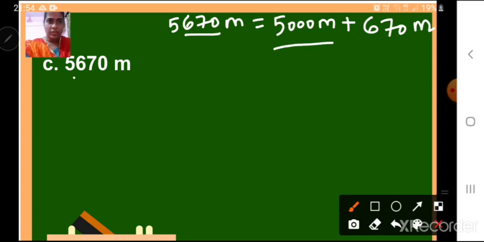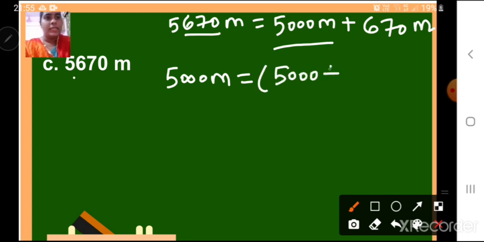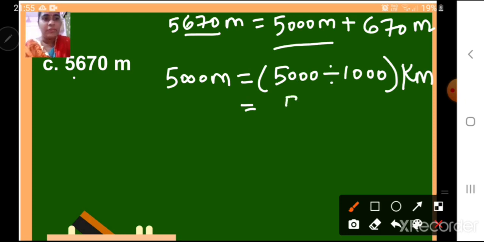Now after that, take the number which is in thousand. Which number is in thousand here? 5000. It is easier to convert. 5000 meter is equal to 5000 divided by 1000 kilometer. Whenever we want to convert from meter to kilometer, we have to divide by 1000. Now 5000 divided by 1000 is 5. Answer is in kilometer. So 5000 meter is equal to 5 kilometer.